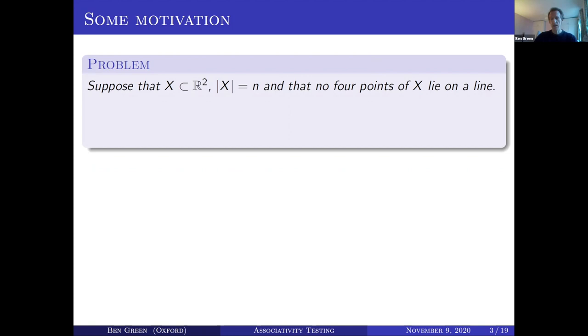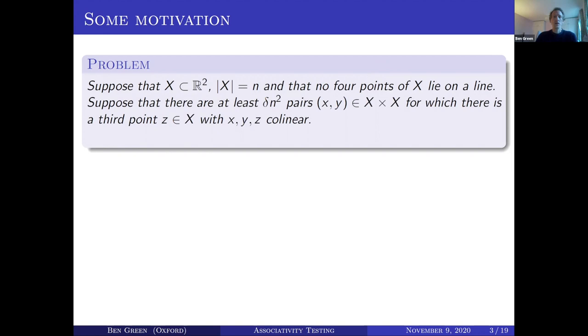This is the question. I have a finite set of points in the plane of size n. And for the sake of definiteness, let's say that there are no 4 of those points on a line, but there are many triples on a line. So there are at least delta n squared pairs x, y in X cross X, for which there's a third point z on the line x, y. So there are many collinear triples. And the question is really to say anything non-trivial at all about this situation.